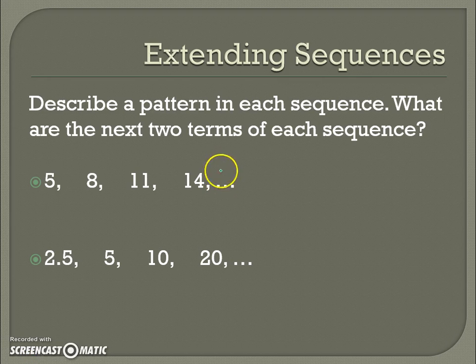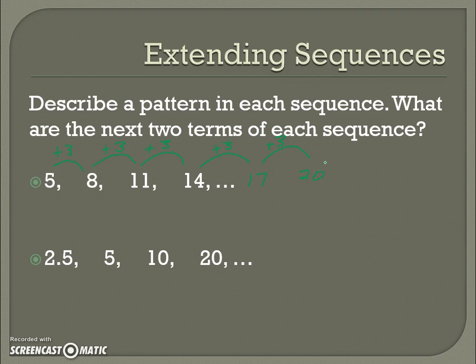All right, extending sequence says describe a pattern in each sequence. What are the next two terms of each sequence? Well, on this one, it goes from 5 to 8, 8 to 11, 11 to 14. Okay, so I see it here. It is plus 3 every time. So this is what a sequence is. Each one of these things are called a term. So if I were to extend this and add 3, my next term would be 17, and I could do that again and add 3, and then my next term would be 20.